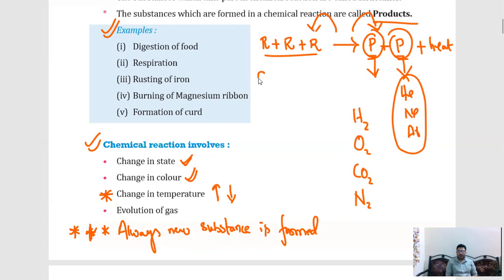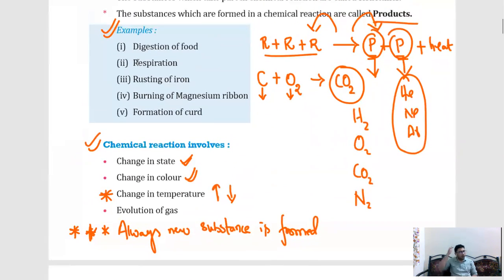For example, when carbon is reacting with oxygen, we get carbon dioxide. Guys, we didn't balance this one, we'll balance it, don't worry. I'll tell you how to balance this one. O2, we can leave it. C plus O2 gives rise to CO2. You see, guys, when carbon and oxygen mix together, we get carbon dioxide gas. It is a new substance.